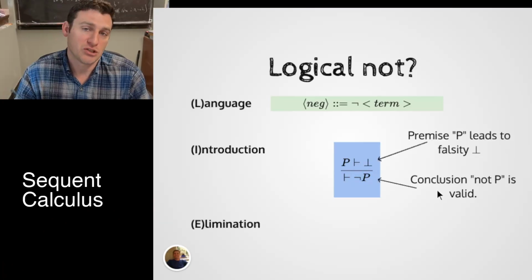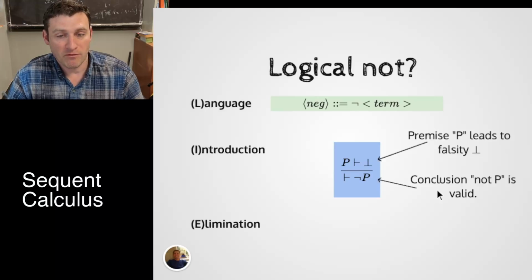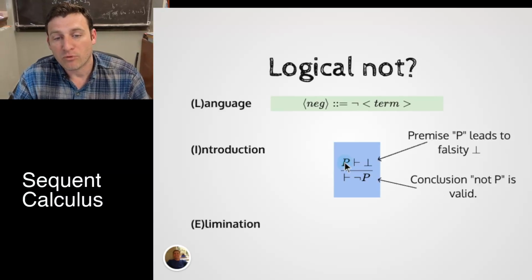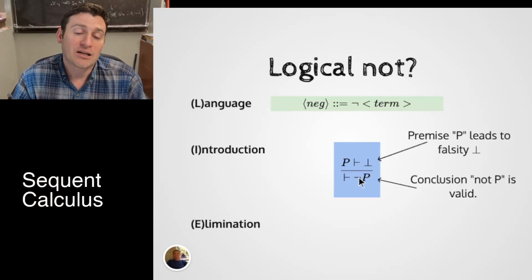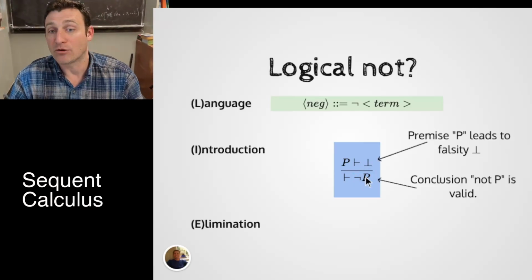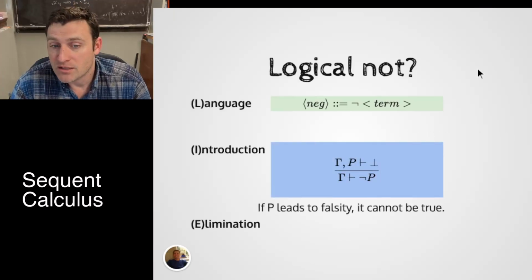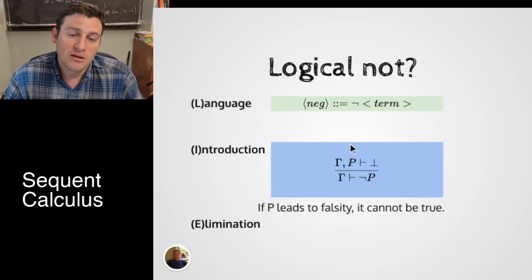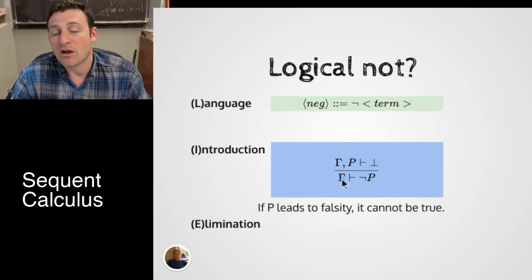The conclusion is no longer valid. This is how we prove false when we really need to be very specific. We find that the premise entails something false, and therefore we say, actually, not the premise is now true. That's a logical not. If you throw in the context, you get a slightly more specific rule. If context describes what it means to have premise, then entails falsity, then the context will entail not P. If P leads to falsity, it cannot be true.